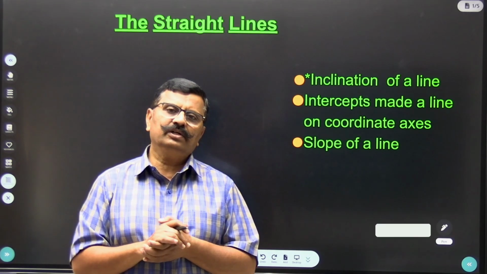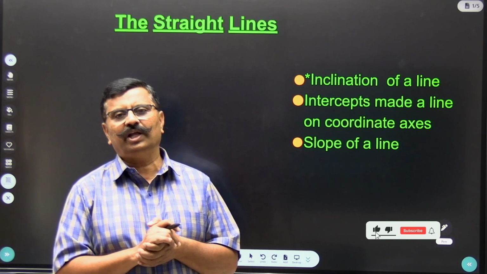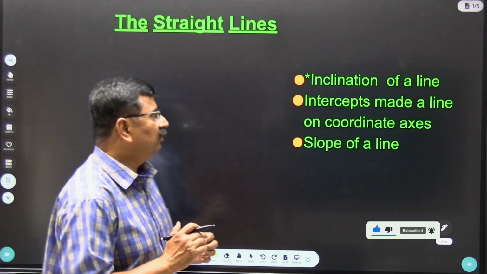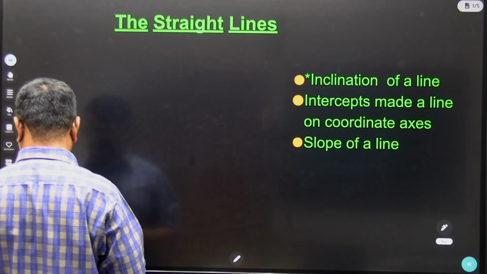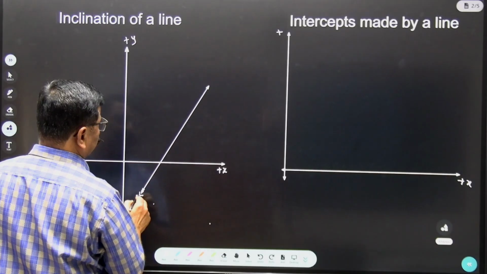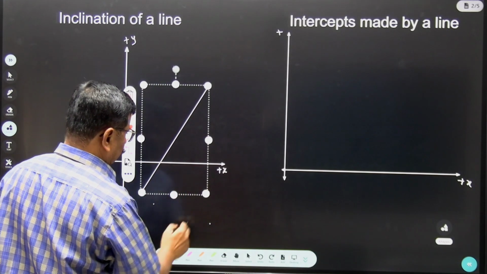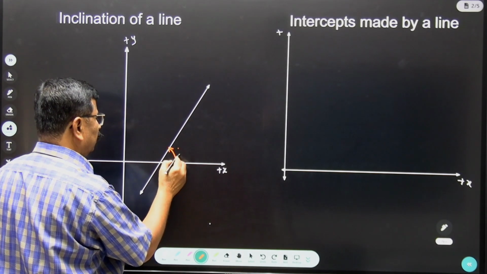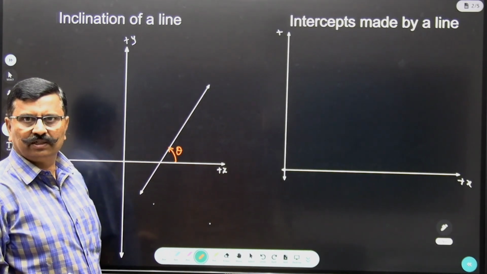So let us first learn what do you mean by the inclination of a line and the intercept of a line and slope of a line. So let's start with the inclination of a line. Now, what do you mean by the inclination of a line? It is the angle made by this line to the positive x-axis. So this angle is known as the inclination.